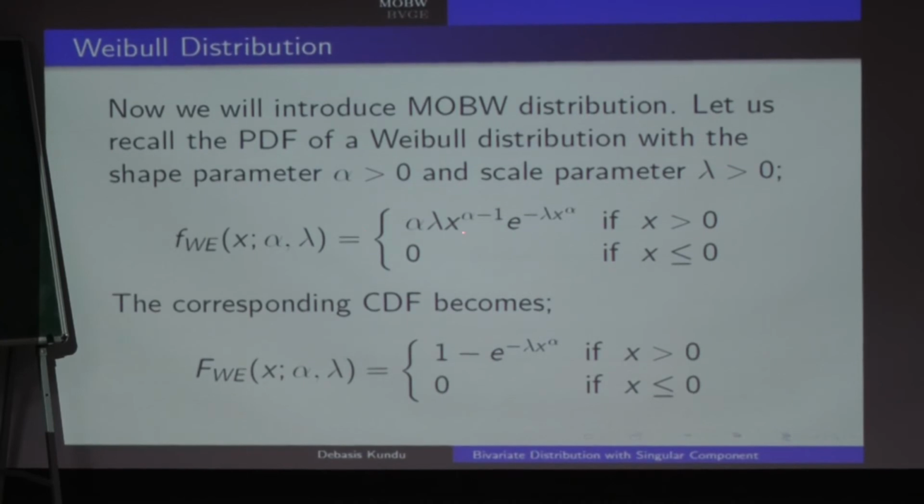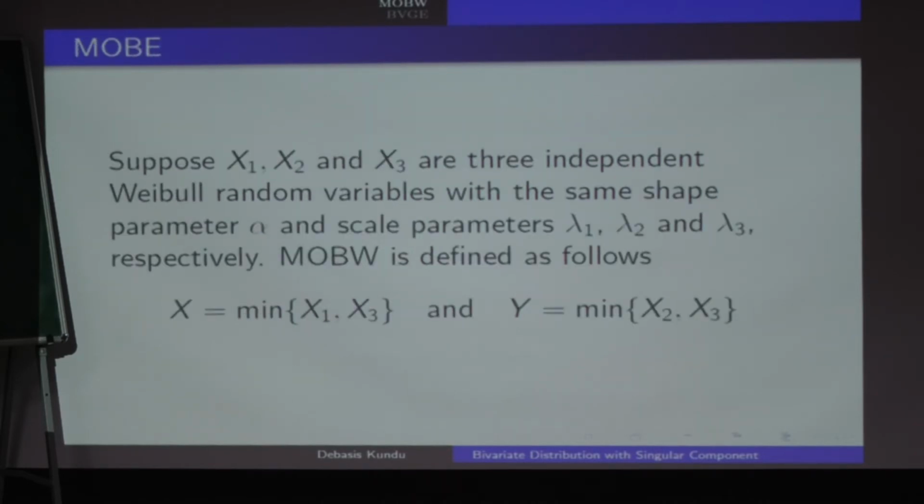Okay, and the reason it becomes so popular is that it has a very nice distribution function, so it is very easy to use and things like that. Okay, so this is the probability density function, and this is the cumulative distribution function of the Weibull. We do exactly the same thing. Okay, so I have X1, X2, X3.